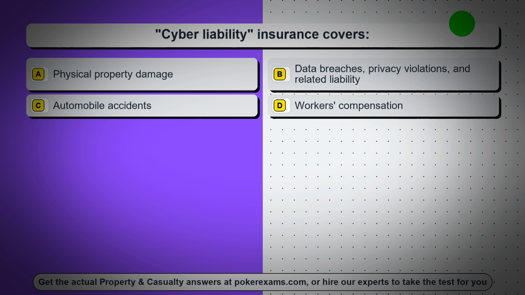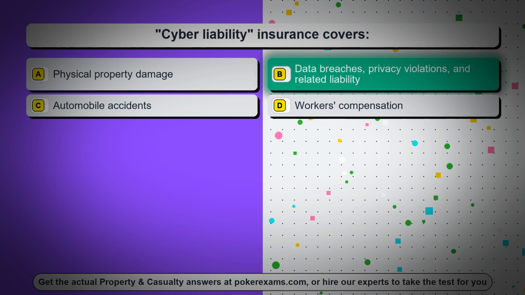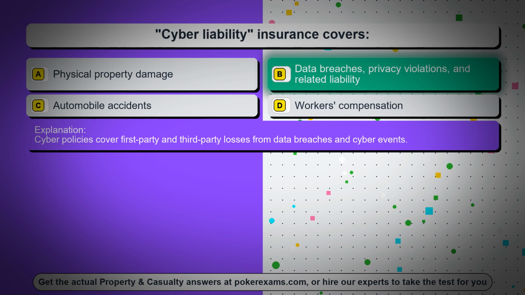Question 14. Cyber liability insurance covers, option A, physical property damage, option B, data breaches, privacy violations, and related liability, option C, automobile accidents, option D, workers' compensation. The correct answer is option B, data breaches, privacy violations, and related liability. Cyber policies cover first-party and third-party losses from data breaches and cyber events.